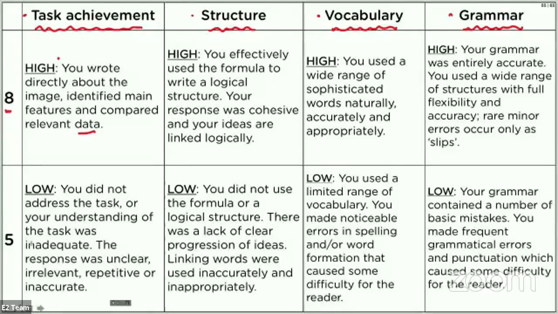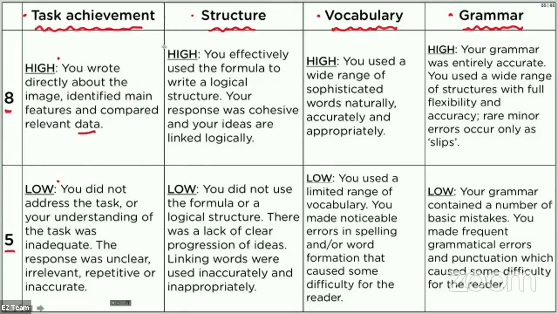Now, a low band score, let's say an IELTS 5 for task achievement, is this. You did not address the task, or your understanding of the task was inadequate. In other words, you did not understand the maps. The response was unclear, irrelevant, repetitive, or inaccurate. Fine. Okay. I'm going to give myself an 8. What are you going to give yourself? You can do 5, 5.5, 6, 6.5, etc. Give yourself a score for task achievement.